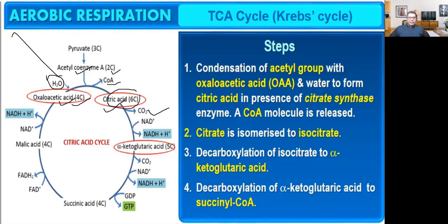So one carbon dioxide is released. Now this will have 5 carbons, because 1 carbon is released as carbon dioxide. So now it is known as alpha ketoglutaric acid. Decarboxylation of alpha ketoglutaric acid produces succinyl coenzyme A. So ultimately there will be decarboxylation of alpha ketoglutaric acid, and it will be converted into succinyl coenzyme A.